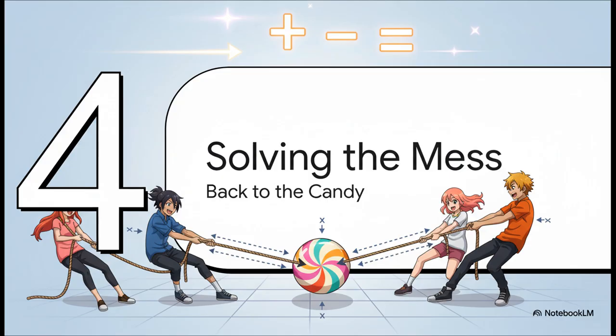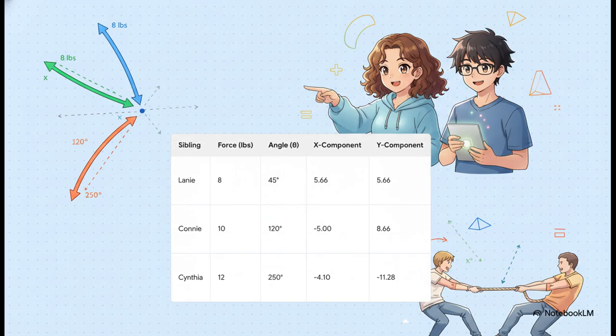All right, our toolkit is ready. Let's go back to that messy tug of war and see just how easily our little cheat code solves the whole thing. Just look at how clean this becomes. We take each person's pull, their force and their angle, and we just pop them into our formulas. Lonnie's pull breaks down into a sideways part and an up and down part. We do the same for Connie and the same for Cynthia. Suddenly, all that chaos is organized into these nice, neat columns.